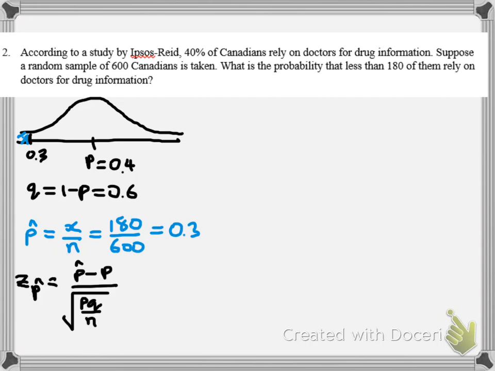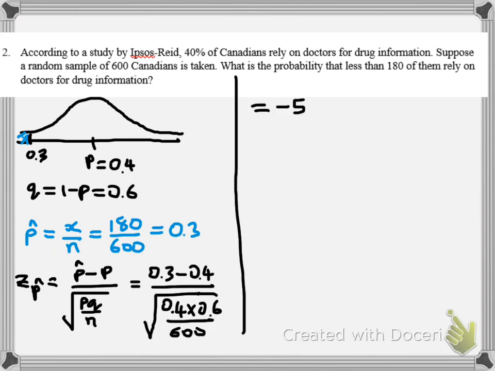Okay, so the Z score that we need will be calculated using our Z score formula for proportions. If we calculate the Z score for 0.3, you will see that it's -5, -5 standard errors. That's why I drew my picture the way I have it here, right? You can see that's way to the left, like it's way over there.